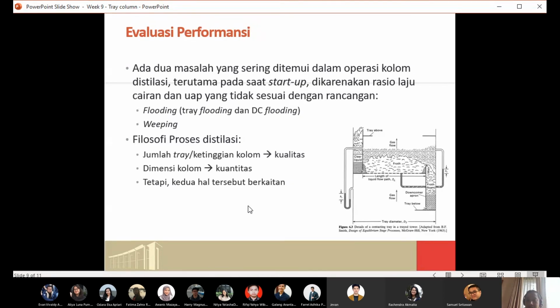I give you the schematic diagram of a tray column. For example, here we have a tray. The tray consists of many holes, which are used for the gas to pass from the bottom side to the top side. Then liquid comes from the downcomers. This is the downcomer.